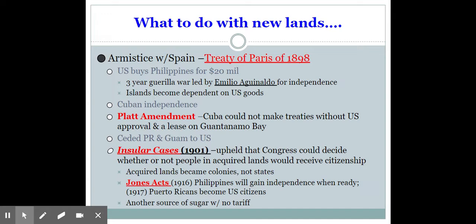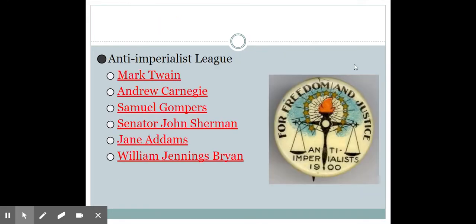By 1916 and 1917, there'll be a series of laws passed known as the Jones Acts, and they will establish some different provisions. So Puerto Ricans will be considered U.S. citizens with the Jones Act of 1917. The Philippines will be told that they are on a path to independence, but the United States Congress will have to decide when it's ready. All of these places now will become sources of sugar without tariff because they're territories. And that's an important economic piece here.